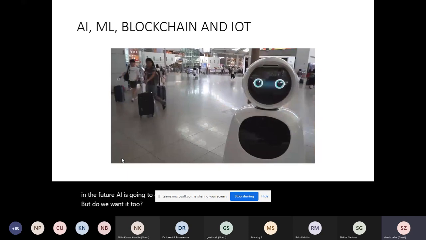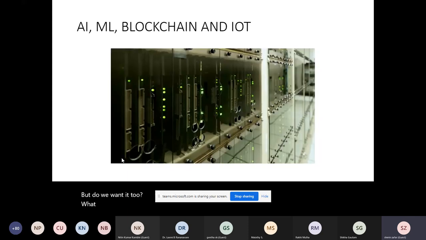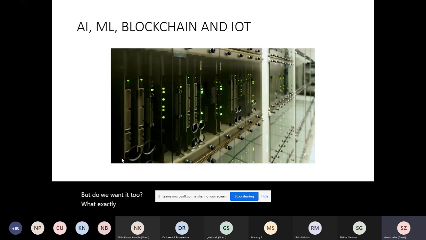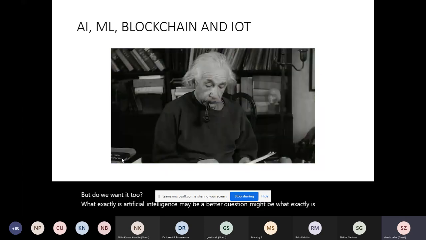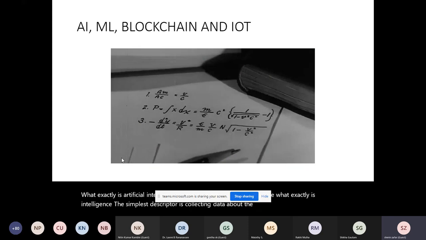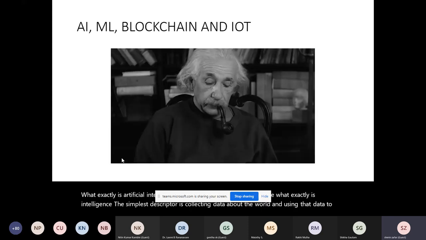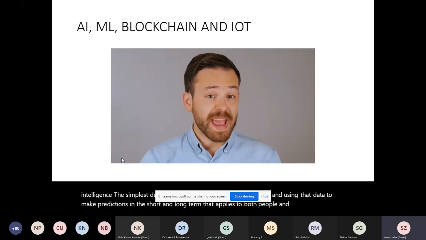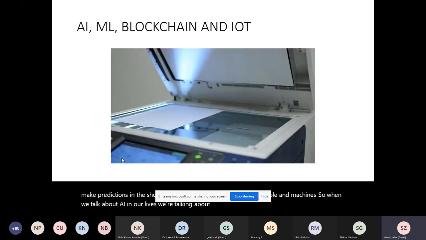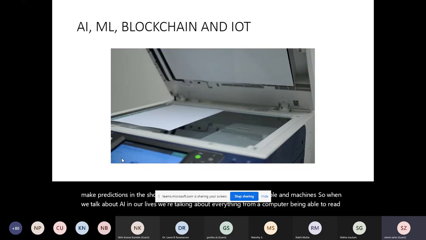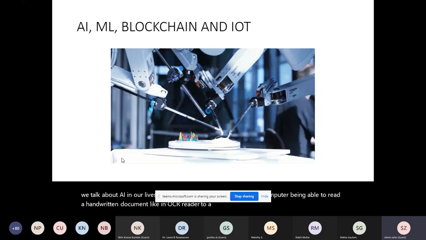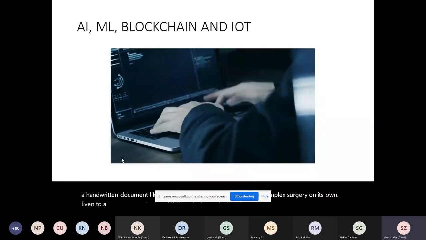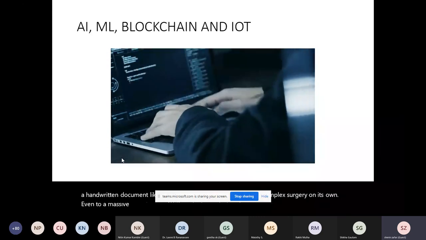Well, what exactly is artificial intelligence? Maybe a better question might be, what exactly is intelligence? The simplest descriptor is collecting data about the world and using that data to make predictions in the short and long term. That applies to both people and machines. So when we talk about AI in our lives, we're talking about everything from a computer being able to read a handwritten document like an OCR reader, to a robot performing complex surgery on its own, even to a massive database categorizing your personality based on what you've written and looked at online.